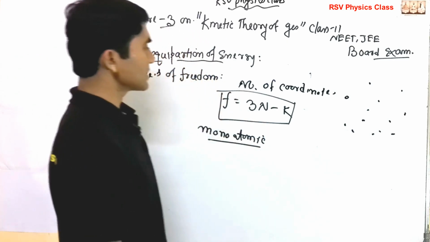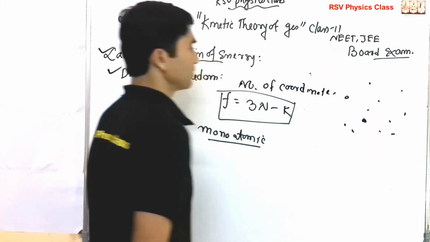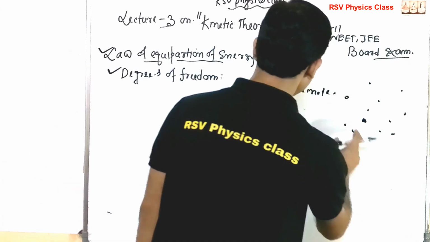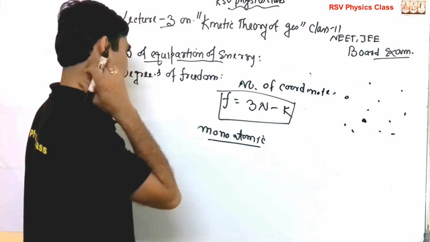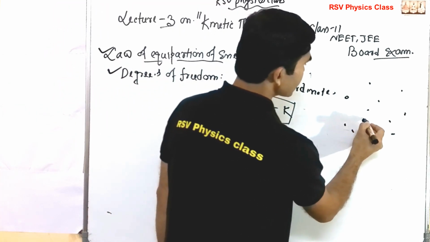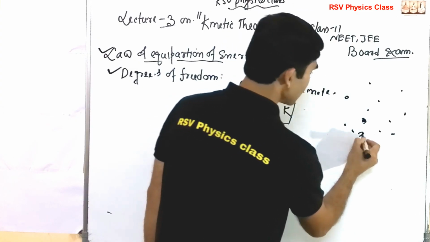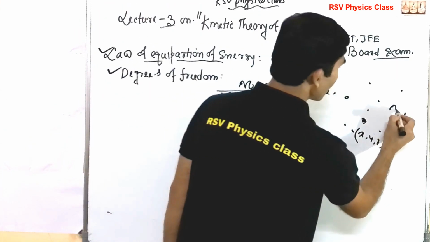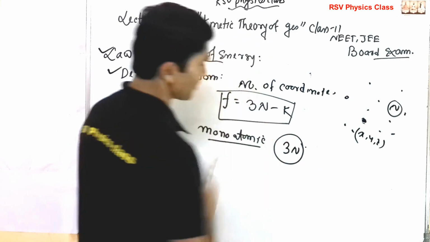In the monoatomic case, there is only one atom. This is the concept of a particle. So the coordinate system x, y, z is required, and if there are n molecules, you require 3n for a monoatomic molecule.